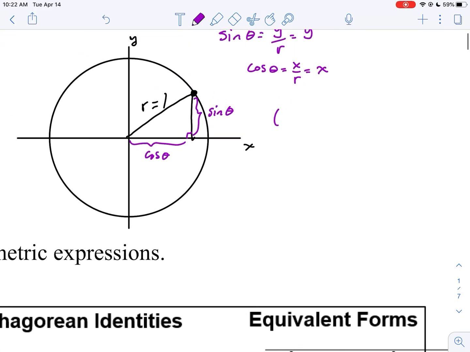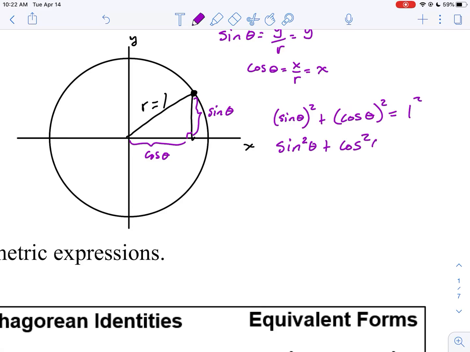And if we think of this as a right triangle, we know our Pythagorean theorem. We can think of sine theta, whatever that distance is, squared, plus cosine theta, whatever that distance is, squared, equals 1 squared. Or, mathematicians, at least this is my assumption, got tired of writing these parentheses each time. And so we can just use this abbreviation, sine squared theta plus cosine squared theta equals 1. And this is the Pythagorean identity, or at least one of them.